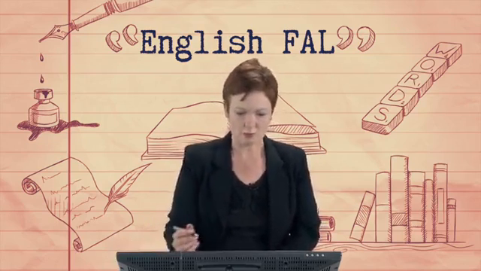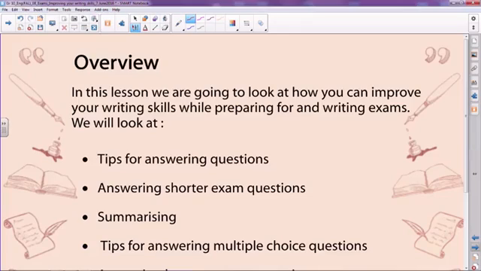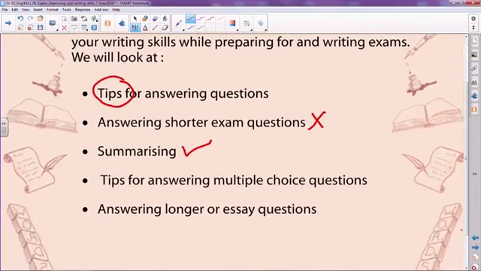We are going to start with my giving you some tips just to help you. Then we're going to look at how to answer shorter exam questions. We'll move on to how to summarize. And we're going to look at how to answer multiple choice questions. I'm going to just give you again a few tips for that. And finally, I'm going to go through an exercise with you where we look at how to answer a long question or an essay question.